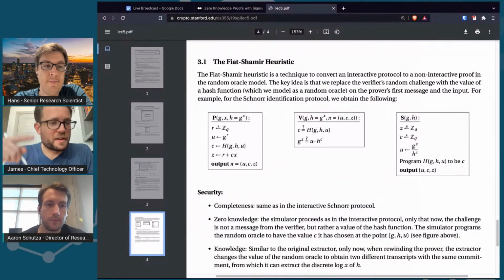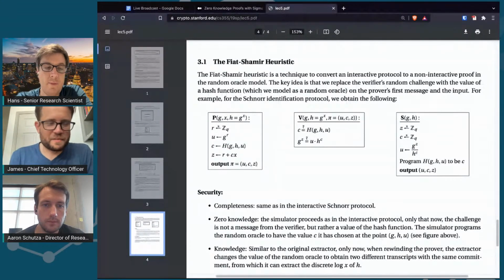I did have a mistake. It's not actually back and forth. I realized that the prover has to make a commitment to X. That's actually what the G of X is. So I'm correcting myself from the previous slide. My bad, I'm working this out. Aaron, go ahead.